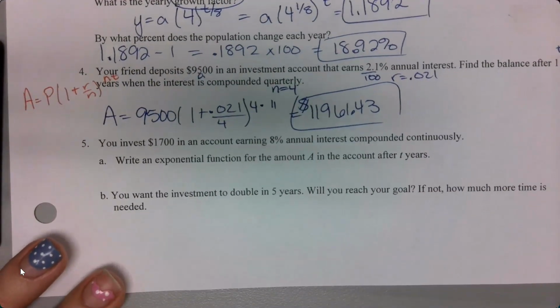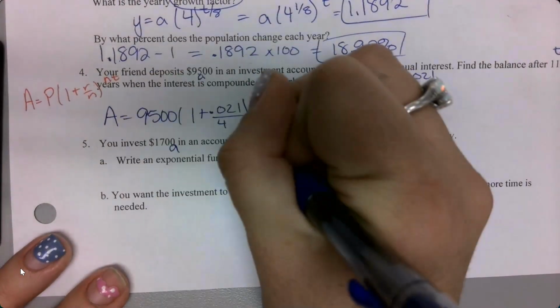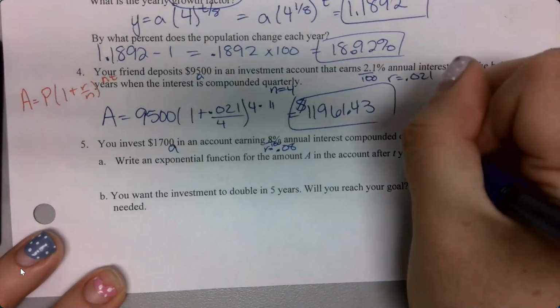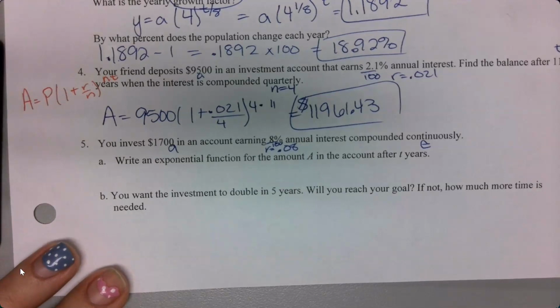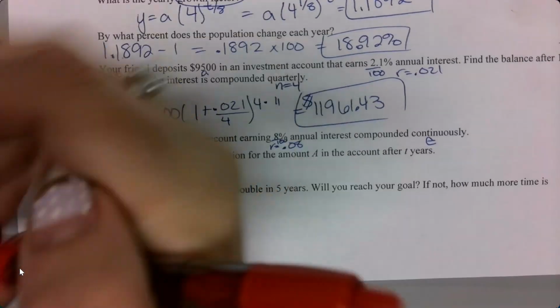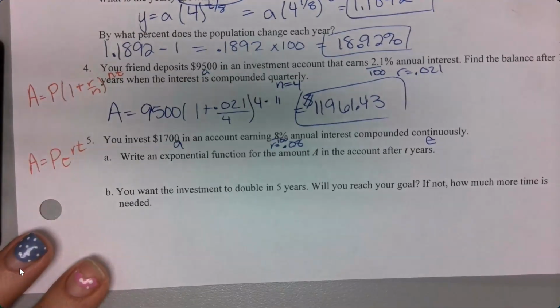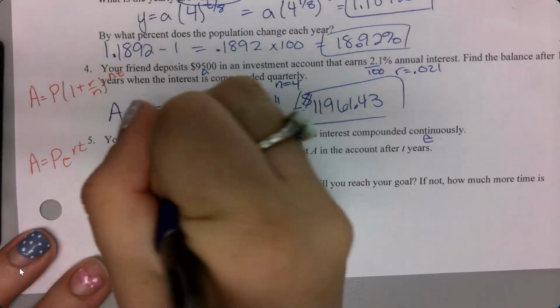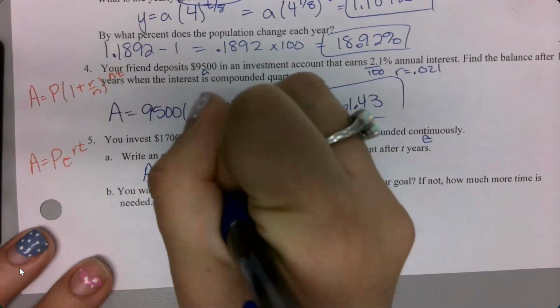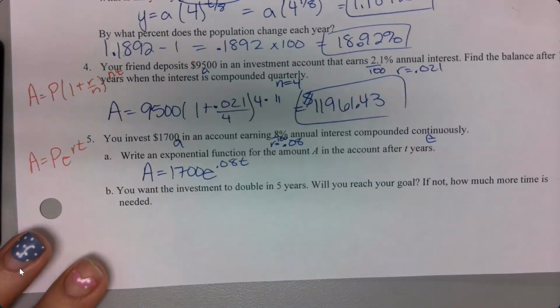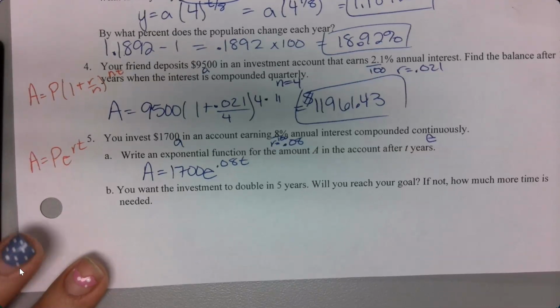Number 5 says I invest $1,700 in an account earning 8%. So my rate is 0.08 if I divide that by 100. Compounded continuously, this means I want to use my E function. So this one is going to be A equals P times E to the RT. It wants me to write my function. A equals 1,700 times E to the 0.08 times T. I need my investment to double in 5 years. Will I reach my goal? If not, how much more time is needed?